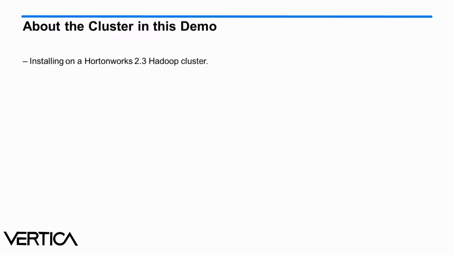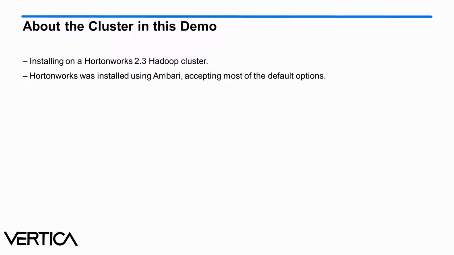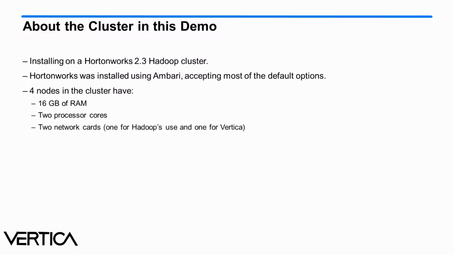In this demo, we'll install Vertica on a Hortonworks 2.3 Hadoop cluster. Hortonworks was installed using Ambari, using mostly default settings. The cluster contains four nodes configured with 16 gigabytes of RAM, two processors, two network cards, one for Hadoop's use and one for Vertica's, and is running CentOS 6.5.